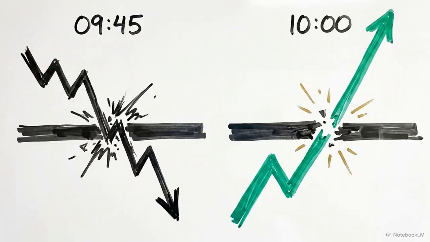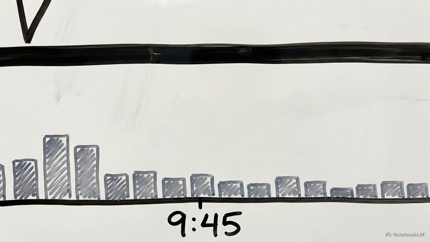This explains why identical structural setups often fail at 9:45 a.m. but violently succeed at 10 a.m. At 9:45, they lack the injection of macroeconomic fuel required to actually overpower institutional resistance.